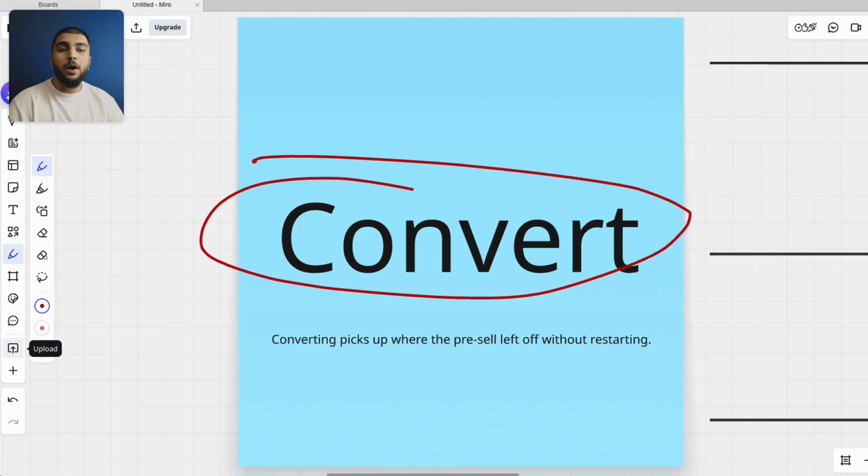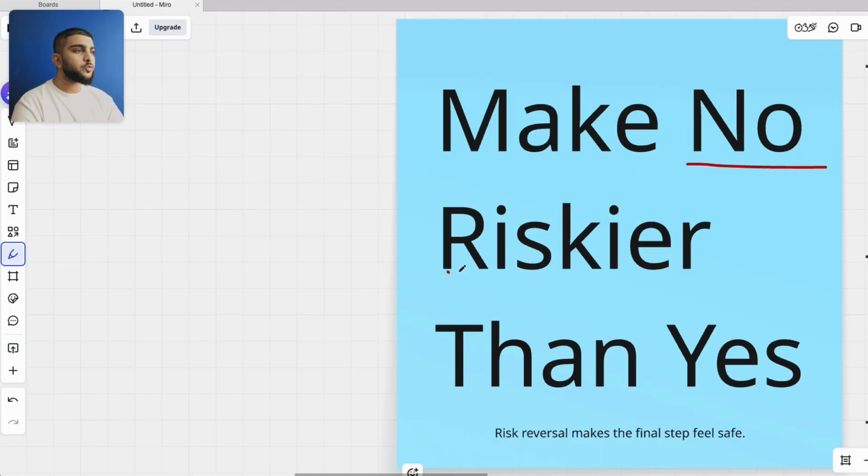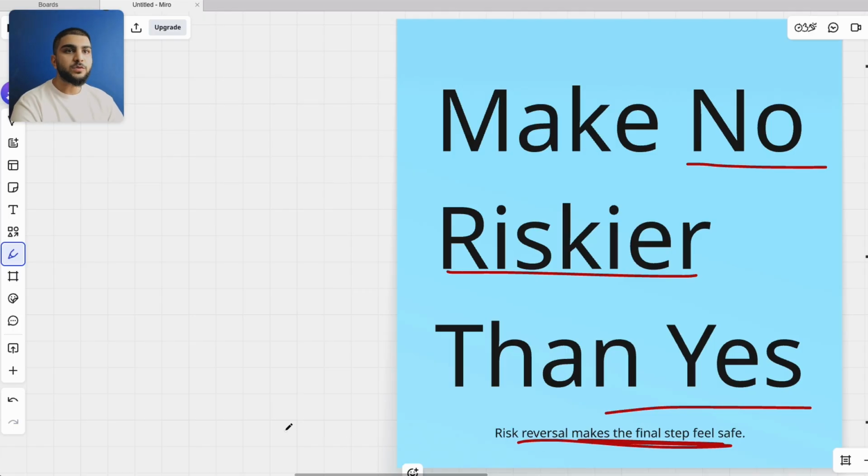Now, you can have perfect congruence and a smooth handoff, but if the visitor feels like they are taking a risk, they will leave. And this is what principle 3 fixes: making the no feel riskier than the yes. Risk reversal makes the final step feel safe. A guarantee isn't a safety net, it's a reframe. When it's done correctly, the reader should feel like saying no is the more expensive decision. And there's a couple ways you can do this, which I'm going to show you.